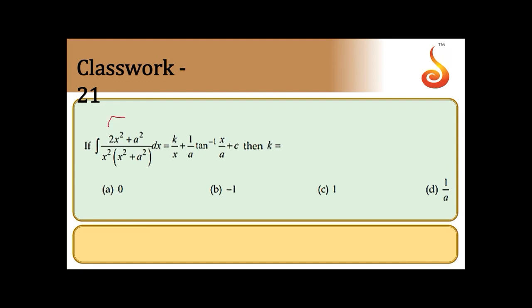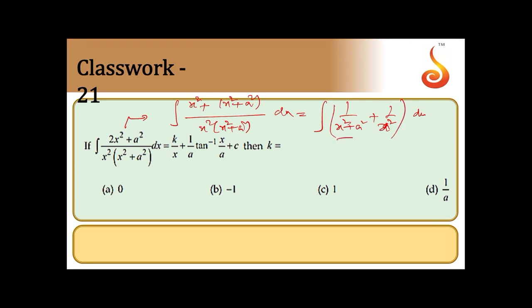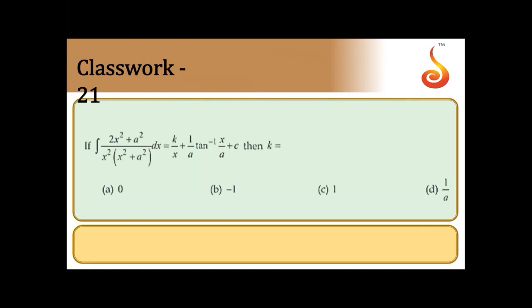Of course, this can be split into two parts. This can be written as integration of x square plus a square divided by x square into x square plus a square dx. Splitting into two parts, this can be written as 1 by x square plus a square plus 1 by x square dx. Yes, of course, this is 1 by a tan inverse x by a. The integration is minus 1 by x, therefore k is equal to minus 1. So the answer is minus 1.